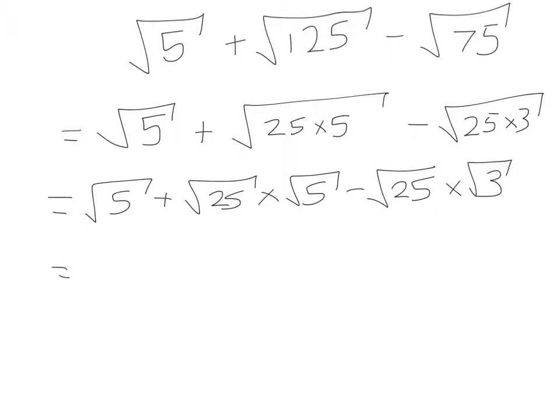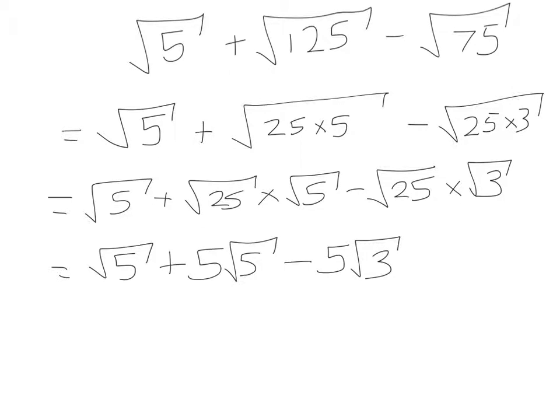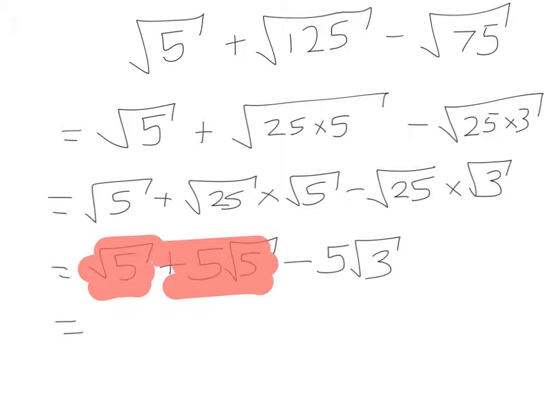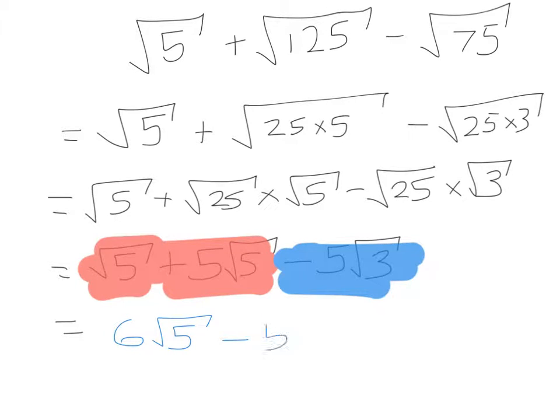Okay, I'm going to collect my like terms. I'm just going to simplify first. The square root of 25 is 5, so I've got 5 root 5. And then I'm taking away 5 root 3. Now I just need to collect my like terms, so I need to get all of my root 5s together and my root 3s together. So root 5 plus 5 root 5 is 6 root 5, and then I have got subtract 5 root 3.